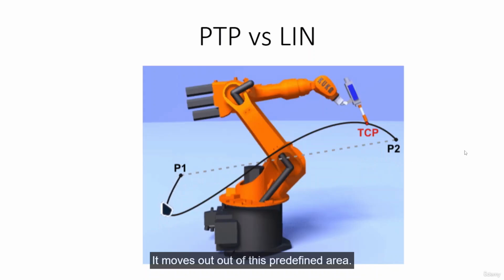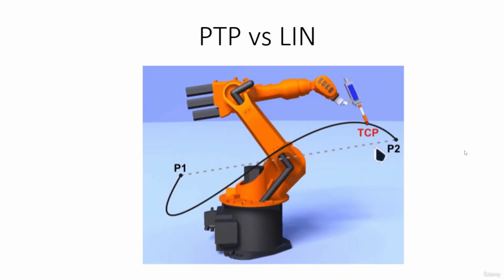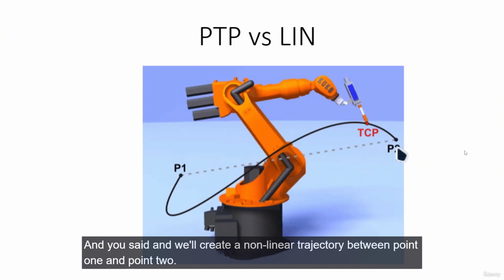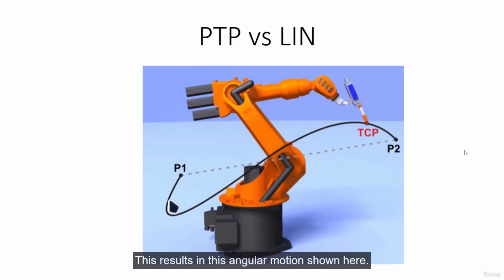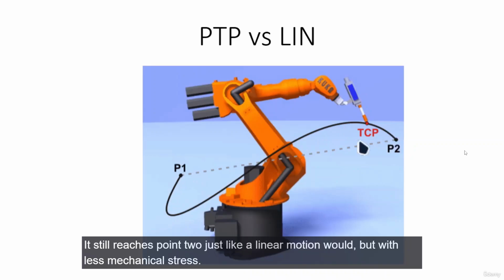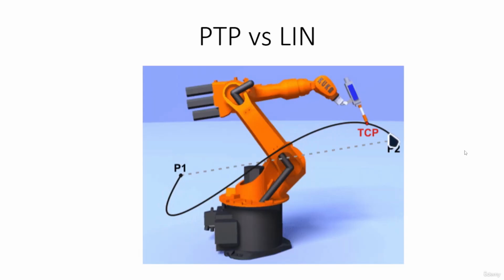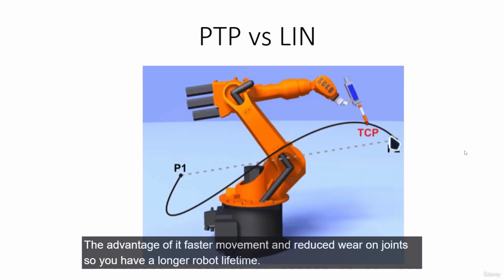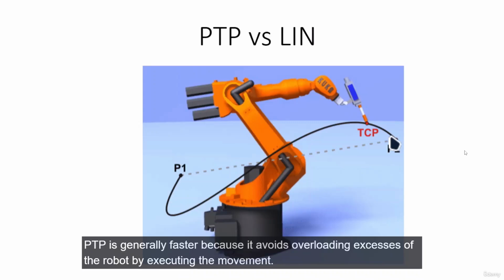It moves out of this predefined area and will create a non-linear trajectory between point 1 and point 2. This results in these angular motions shown here. It still reaches point 2 just like a linear motion would, but with less mechanical stress. The advantage of it: faster movement and reduced wear on joints, so you have a longer robot lifetime. PTP is generally faster because it avoids overloading axes of the robot while executing the movement.